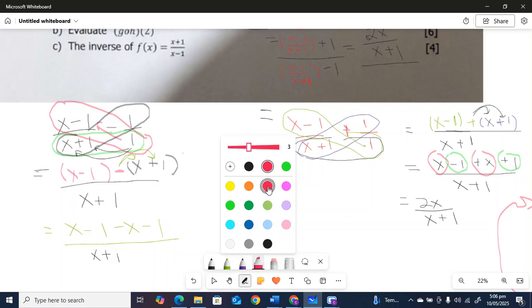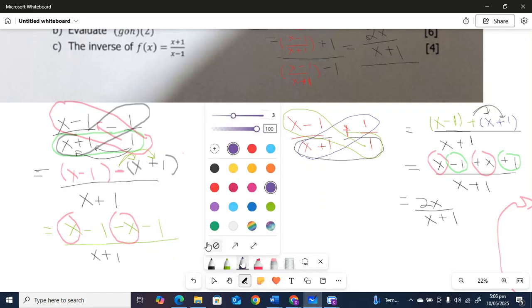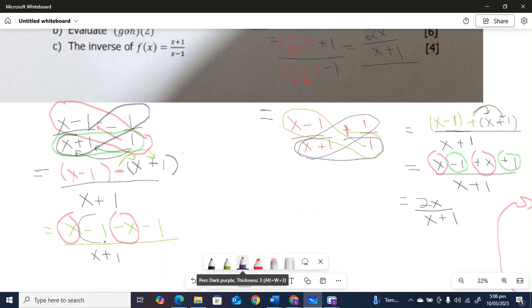Then you just combine like terms. x minus x, that is 0. Negative 1 minus 1, that is negative 2. So you get negative 2 over x plus 1.